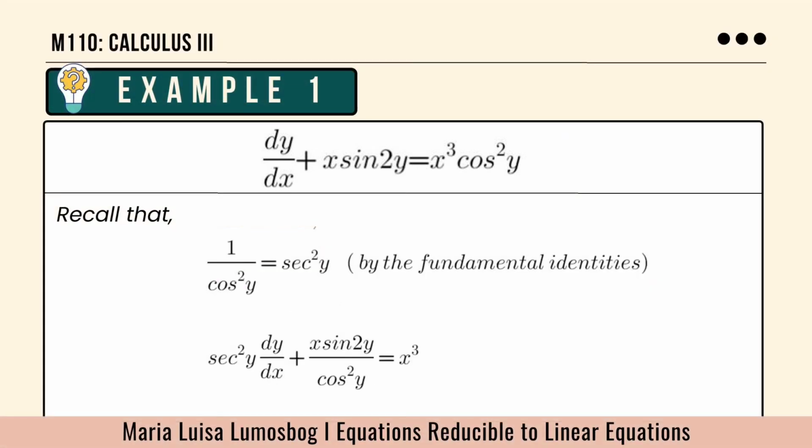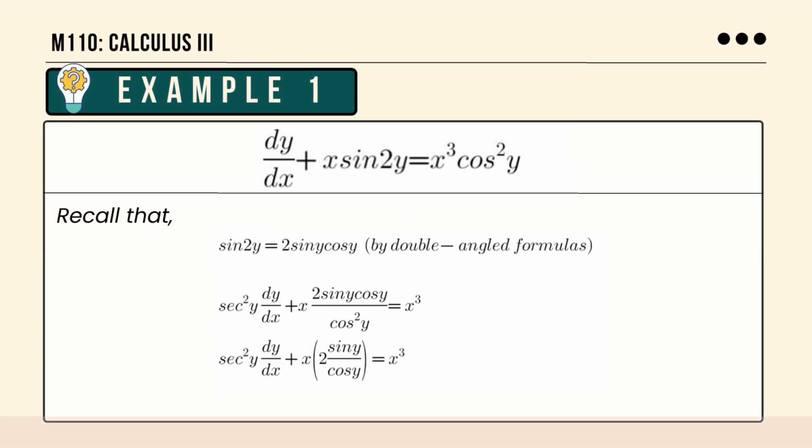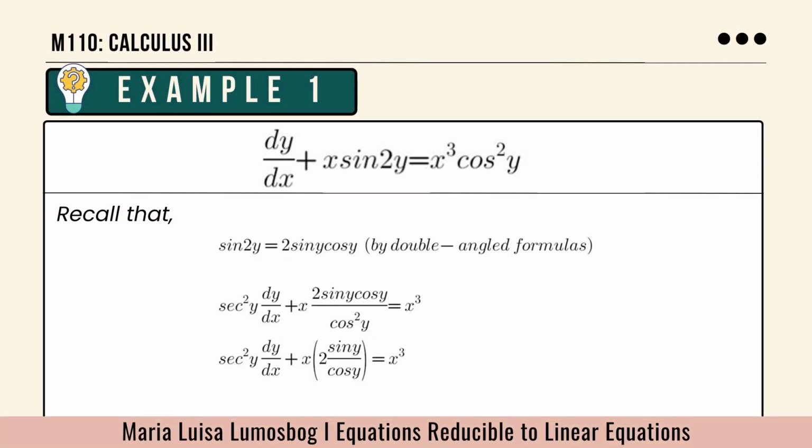Recall that 1 over cosine squared y, by the fundamental identities, is equal to secant squared y. So we have now secant squared y dy over dx plus x sine 2y over cosine squared y is equal to x cubed. And again, recall that sine 2y is equal to 2 sine y cosine y by the double angle formulas. So we have now secant squared y dy over dx plus x times 2 sine y cosine y over cosine squared y is equal to x cubed.